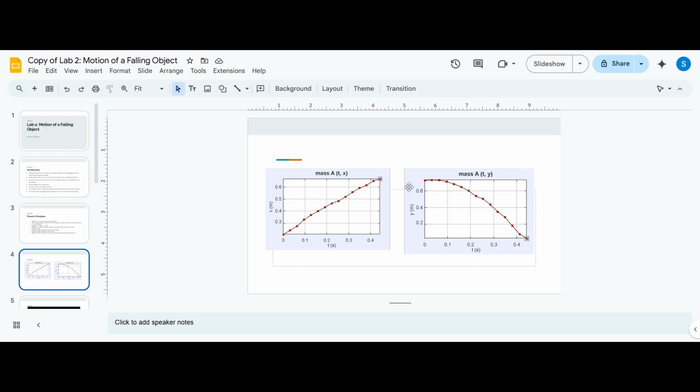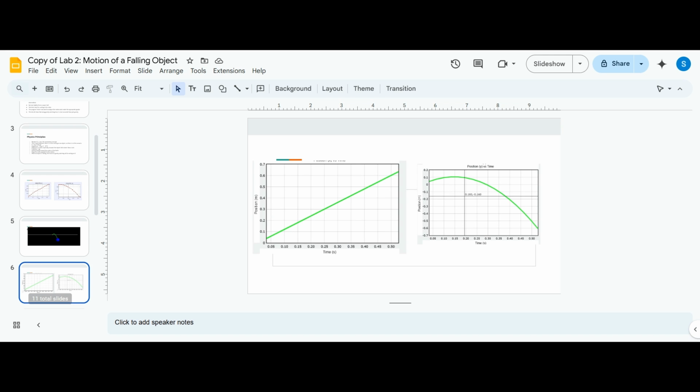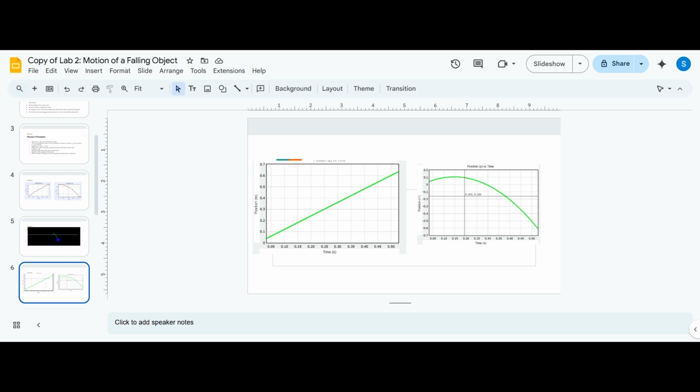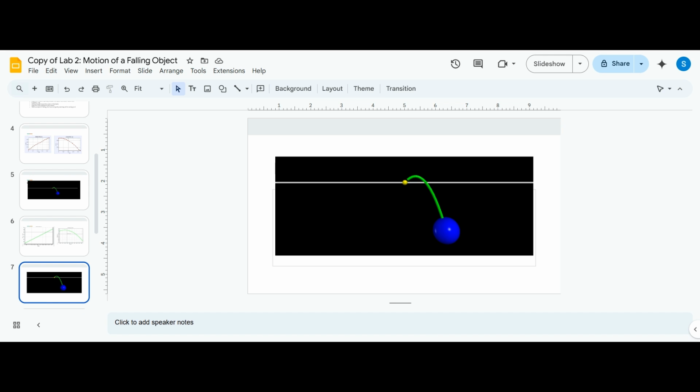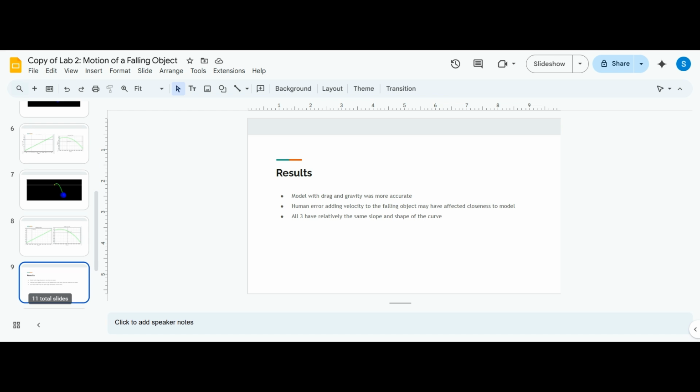The data that we collected using Tracker is reflected here with the x over a certain amount of time, and our y over a certain amount of time. Using our computational model, this is what we got without drag. So this ball is being represented in our GlowScript without drag, and this is the data we collected with the ball without drag. And this is a ball with drag, and the data we collected for the ball with drag and GlowScript.